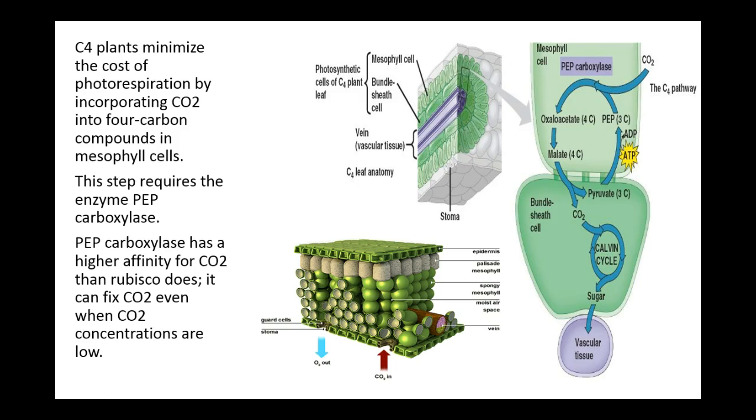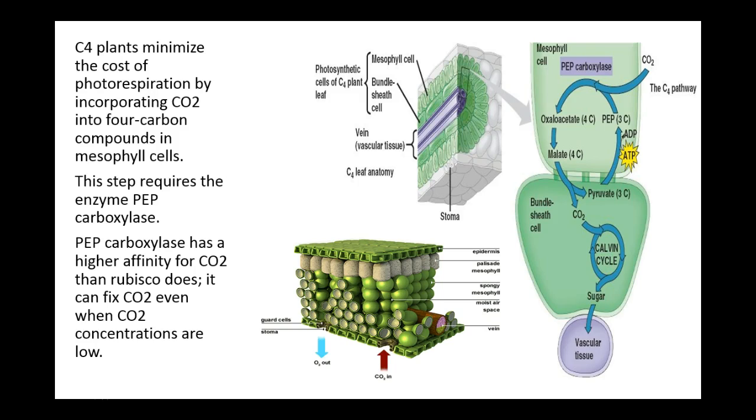It's a temporary product. It's malate. That 4-carbon can go then into another portion of the plant called the bundle sheath cell and be split apart. You have pyruvate, which is a 3-carbon, and carbon dioxide, which then can go into the Calvin cycle, produce sugar, which we're familiar with. Go into the Calvin cycle just like we thought of it before.